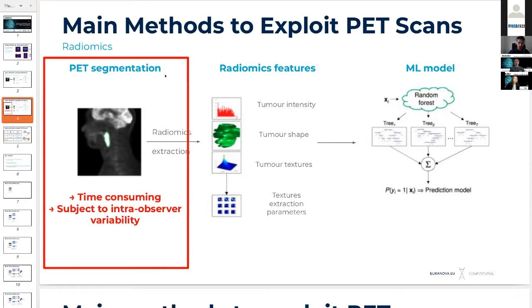However, this method has two main drawbacks. The production of the segmentation map is a time-consuming step and is subject to intra-observer variability. A PET image is really noisy, and as a result, it is difficult for two different doctors to produce the same segmentation map.